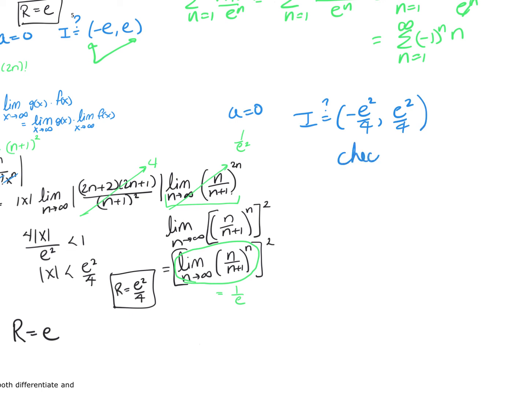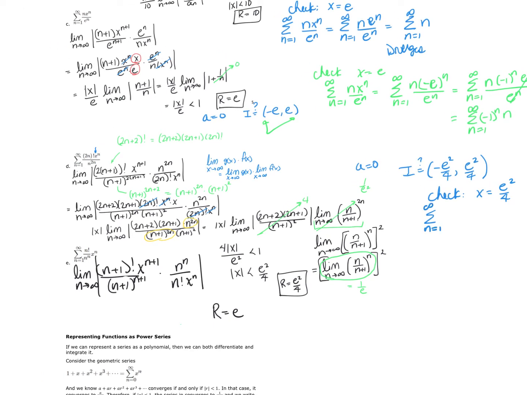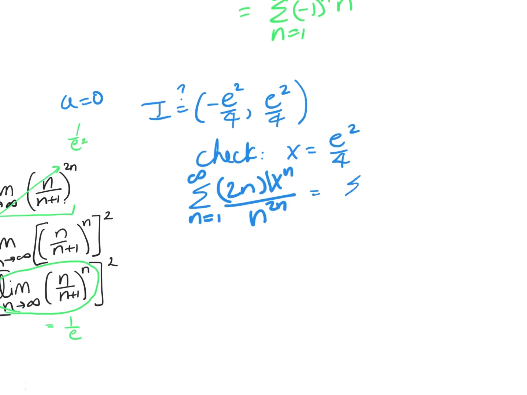So now I have to check each endpoint, so I'm going to check x, we're going to start with a positive. And so my summation, which started out with, let me scroll out, summation of n equals 1 to infinity of 2n factorial over x to the n raised to the 2n. Okay, so this is the summation of n equals 1 to infinity of 2n factorial times e squared over 4 to the n divided by n to the 2n.